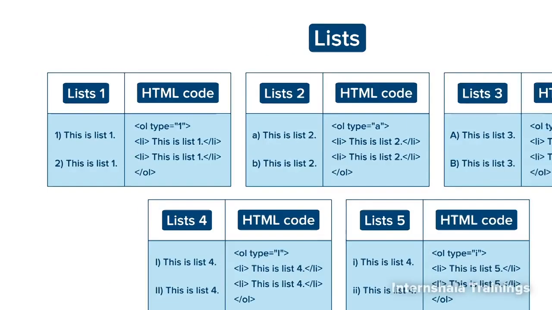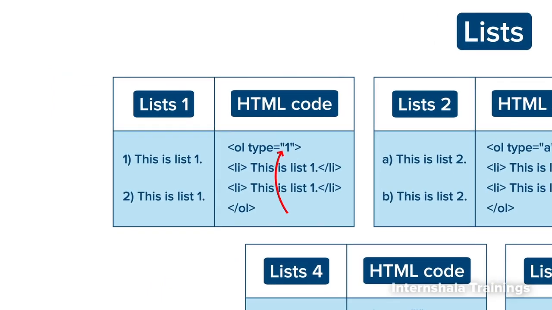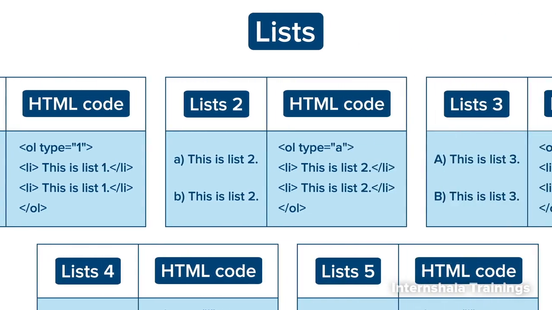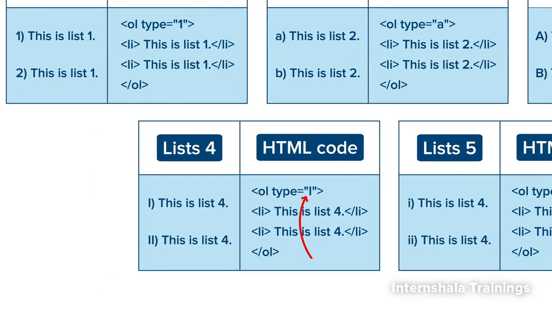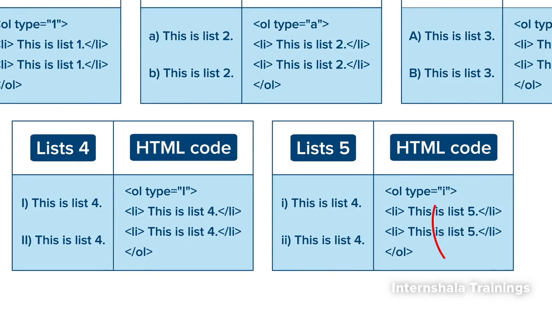Let us see the corresponding HTML code of list 1. You can see we have defined the marker value as 1 inside the opening ordered list tag. So in order to create a numeric list, we use marker value 1. Let's move to list 2. Here, you can see in the HTML code, we have defined the marker value as small a to create a list alphabetically using small letters. Similarly, in list 3, we have used capital A to create an alphabetically ordered list using capital letters. In list 4, we have used marker capital I to create an ordered list using capital Roman numerals. And lastly, in list 5, we have used the marker small i to create a list using small Roman numerals.